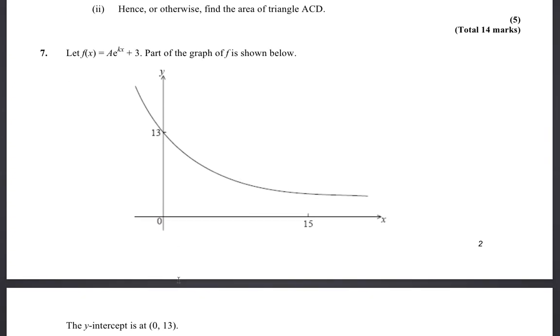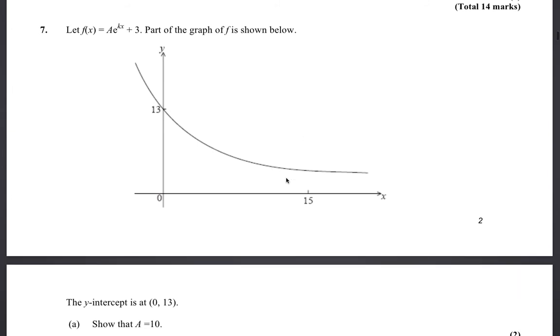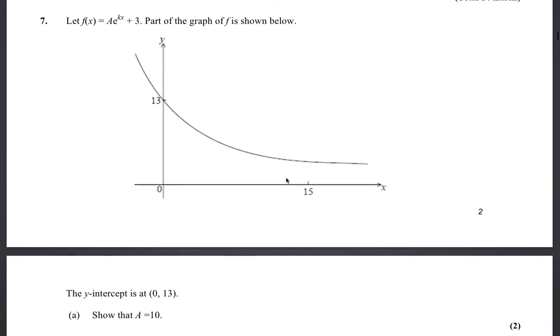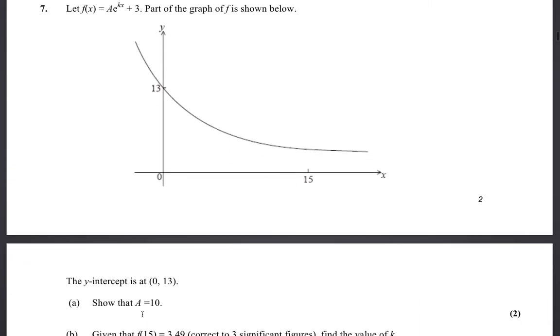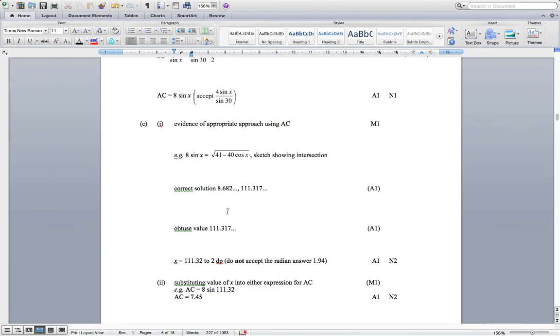Okay, let f of x equal to a e power kx plus 3. Part of the graph of f is shown below. Okay, you can see it here. So the y-intercept is 0, 13. Show that a equal to 10. That is very simple. So in this expression, substitute x as 0 and f of x as 13, and then solve. You'll get 10 as the answer. So let us look at the mark scheme.